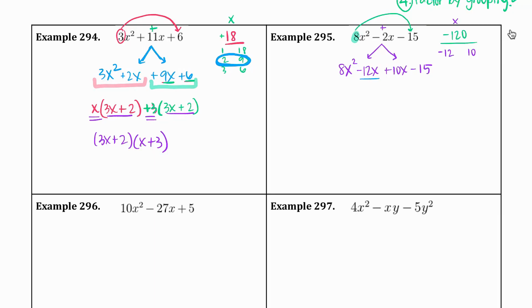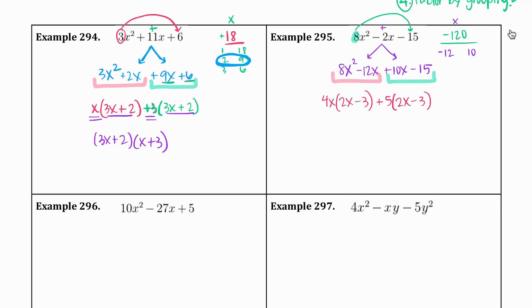So once we have it as four terms, we can factor by grouping, group up our first two, group up our last two, and look for our greatest common factors. For the first one, we can take out a 4x. If we take out a 4x, we're left with 2x minus 3. And for our second one, we can take out a positive 5. If we divide both pieces by a positive 5, we're left with 2x minus 3.